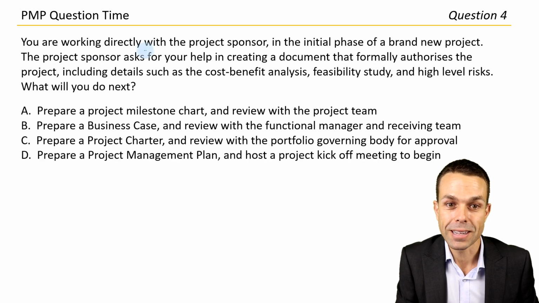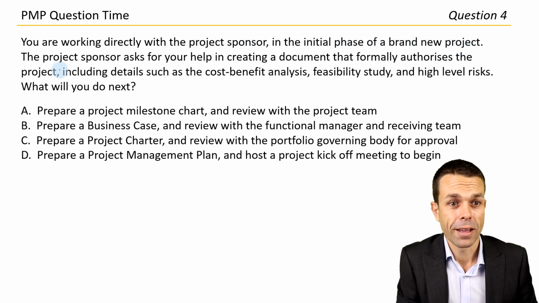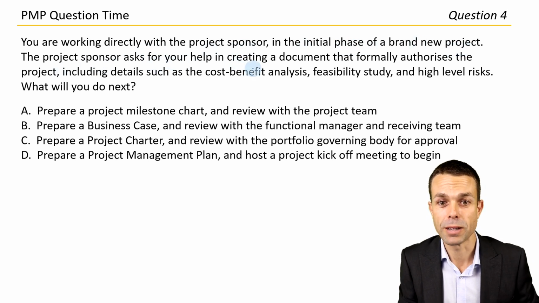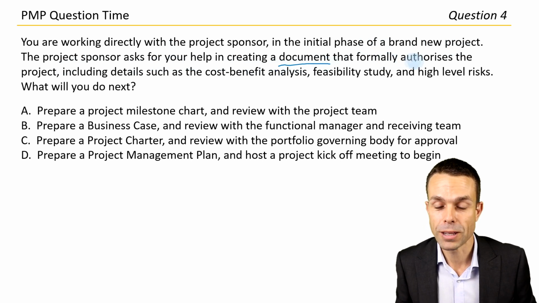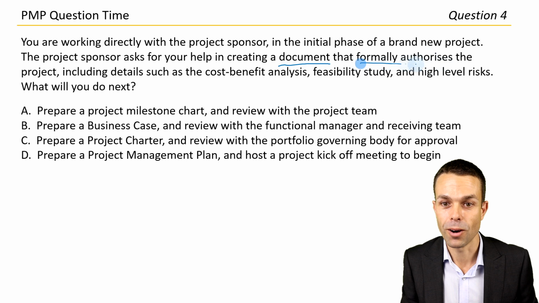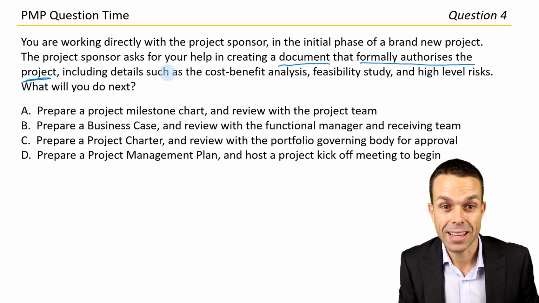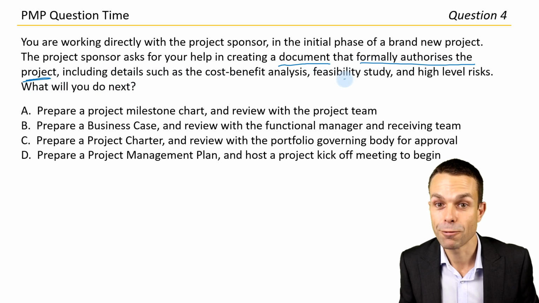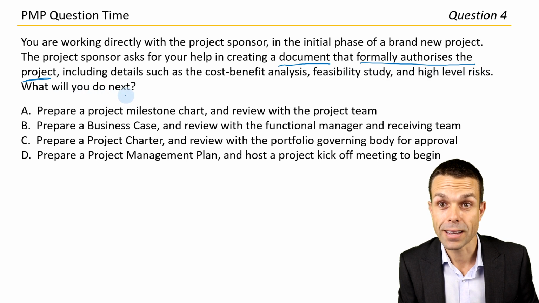You are working directly with the project sponsor in the initial phase of a brand new project. The project sponsor asks for your help in creating a document, okay, here's our tip, that formally authorizes the project. Oh, I love this. This is pretty simple, I think. Including details such as the cost-benefit analysis, feasibility study, and high-level risks. What will you do next?